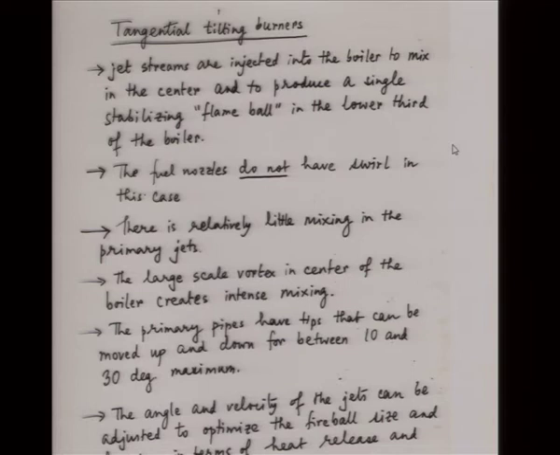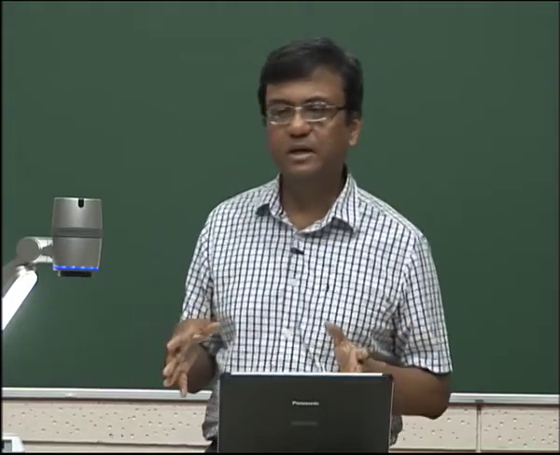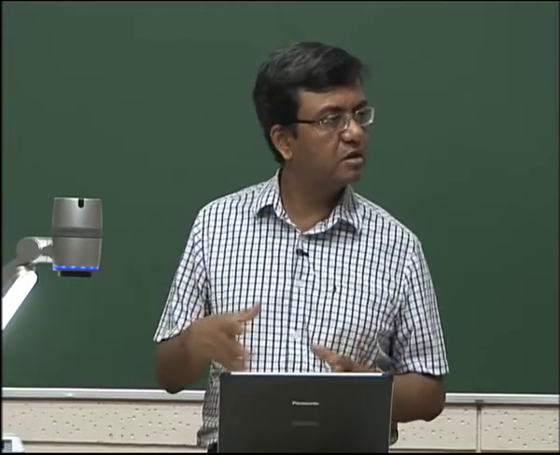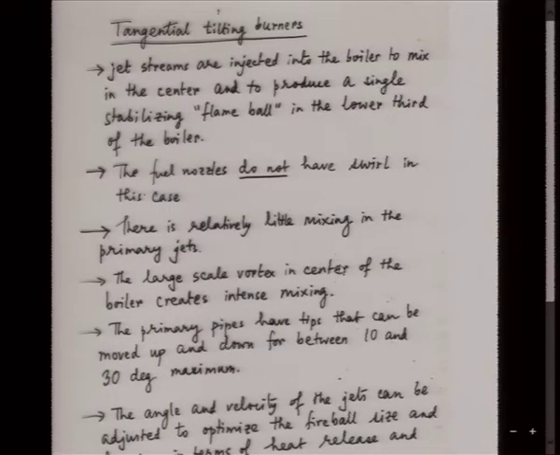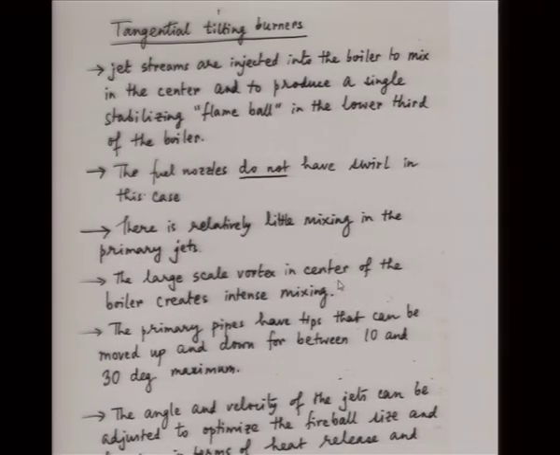So there's no swirl that you're giving in the flow, but then how are you improving the mixing? By doing this tangential firing, you are actually creating a flame ball with a vertical structure and very good mixing. So you'll notice here that a large scale vortex at the center of the boiler creates intense mixing. Then there are primary pipes at the corner. So there's a primary air with coal which is moving from the corners. There are 4 corners, and I cannot show 4 at a time, so I'm showing 2 from 2 different corners. So they can be moved up and down.